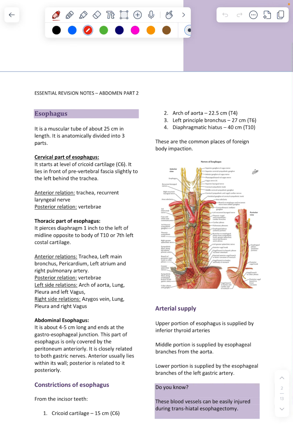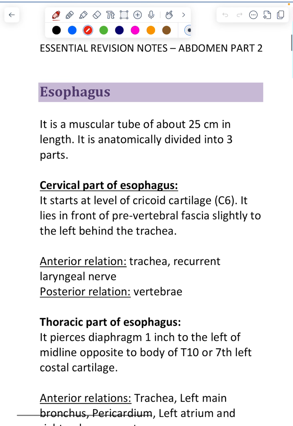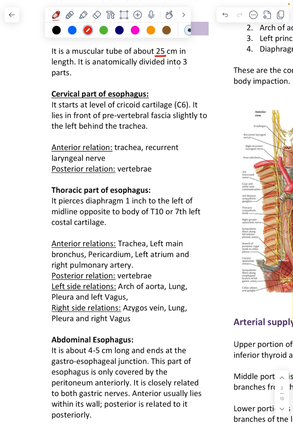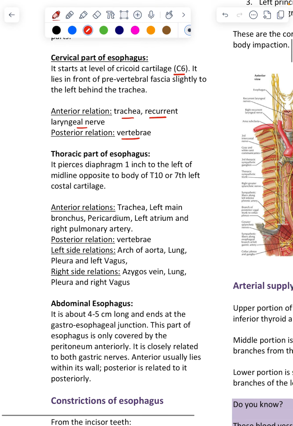The first is about the esophagus. It is a muscular tube, 25 centimeter in length, anatomically divided into three parts: cervical part, thoracic part, and abdominal part. The cervical part starts at the level of cricoid cartilage, that is C6. Anteriorly, it is related with the trachea, and the recurrent laryngeal nerve is in between. Posteriorly, it's the vertebra. This is in the cervical part.